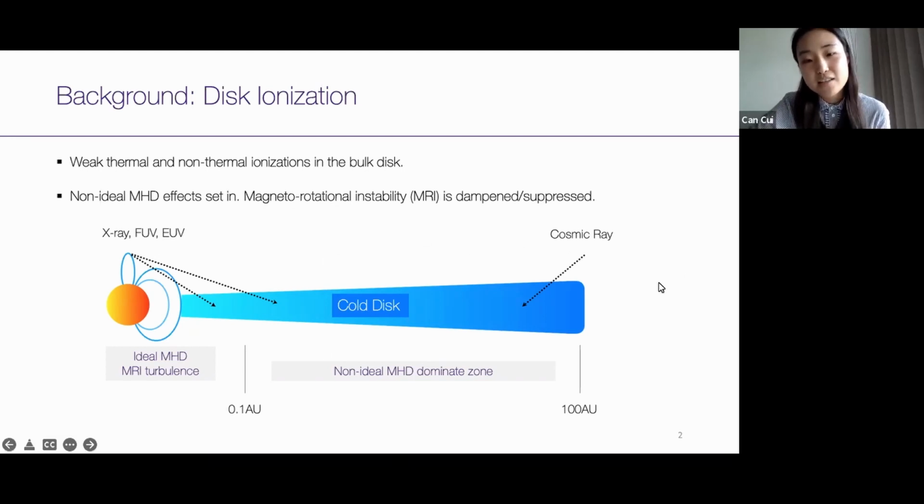But as we go further out in the disk, larger than 0.1 AU, the stellar radiation is too weak to fully ionize the gas, and we need to consider non-ideal MHD effects. We also have non-thermal ionization from cosmic rays, etc., but this is also weak. So in the outer region of the disk, the gas is not fully ionized, and within non-ideal MHD, the classic magnetorotational instability, which is considered to drive the disk accretion, is dampened or suppressed in protoplanetary disks.